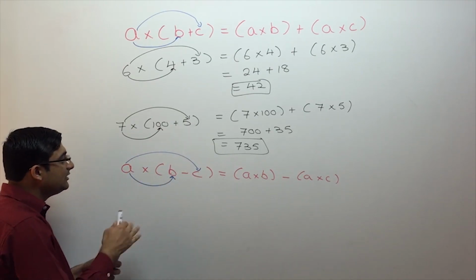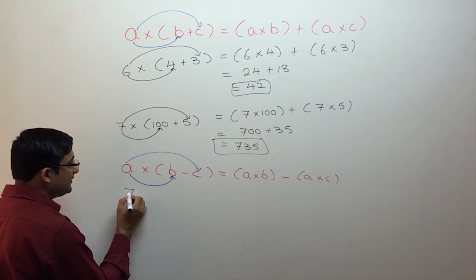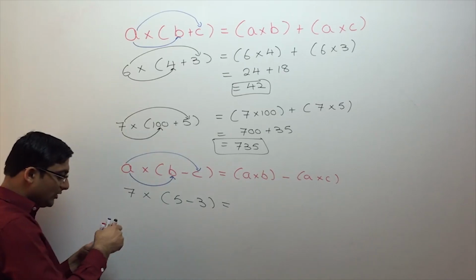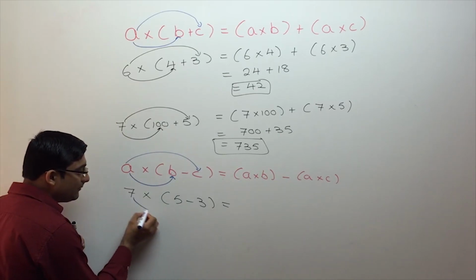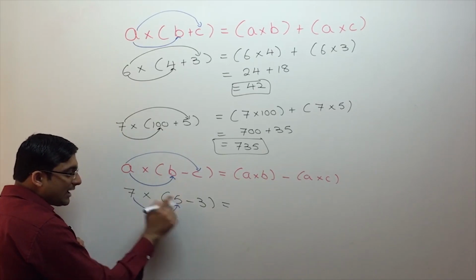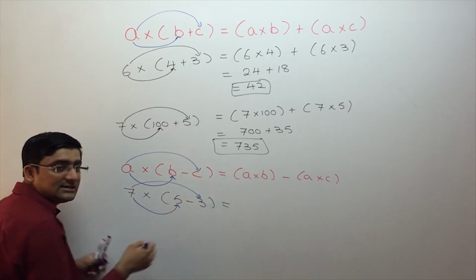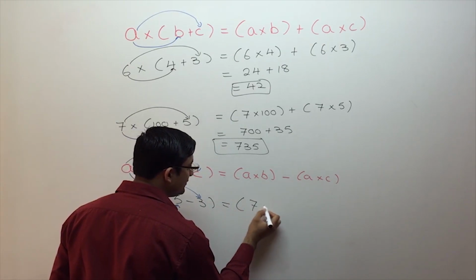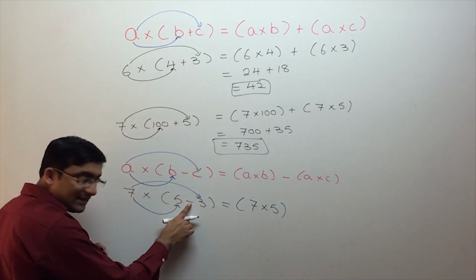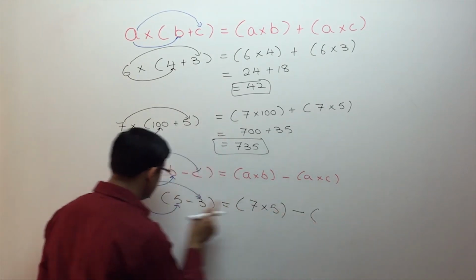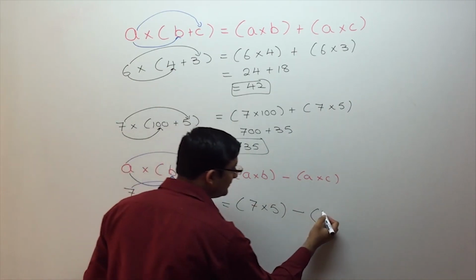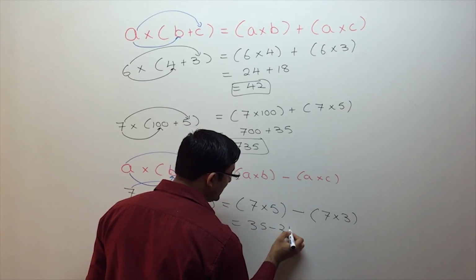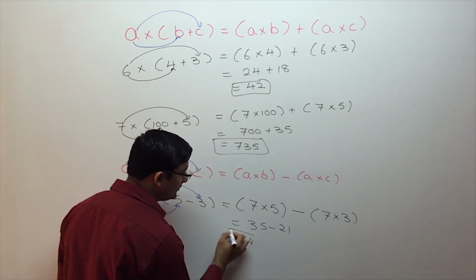Let me take an example. Let's say we have 7 into (5 minus 3). So how do we do this? See, 7 multiplied by the first number minus 7 multiplied by the second number. So we have 7 multiplied by 5, minus sign over here, hence minus 7 multiplied by 3. So this is equal to 35 minus 21, that is equal to 14, right?